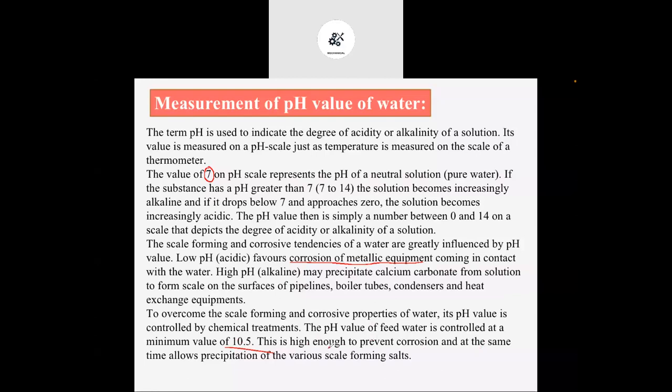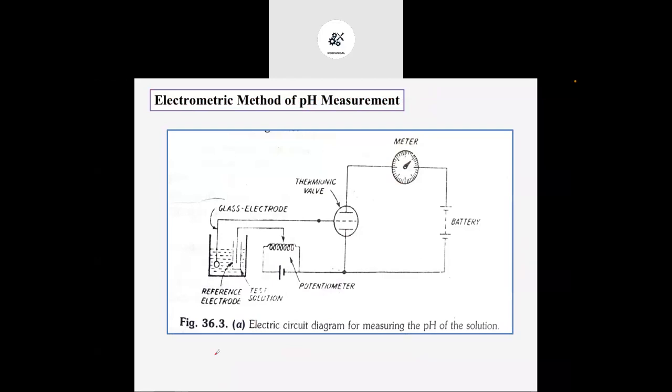Okay, so this particular value is high enough to prevent corrosion. At the same time, it will allow the precipitation of various scale forming salts. So the precipitation will take place, and it will help to remove those dissolved salts. Now, first of all, before controlling the pH value, we must know the pH value of that feed water. And for that, we require some measurement instruments or measurement devices or measurement techniques. Okay, so that we are going to see here.